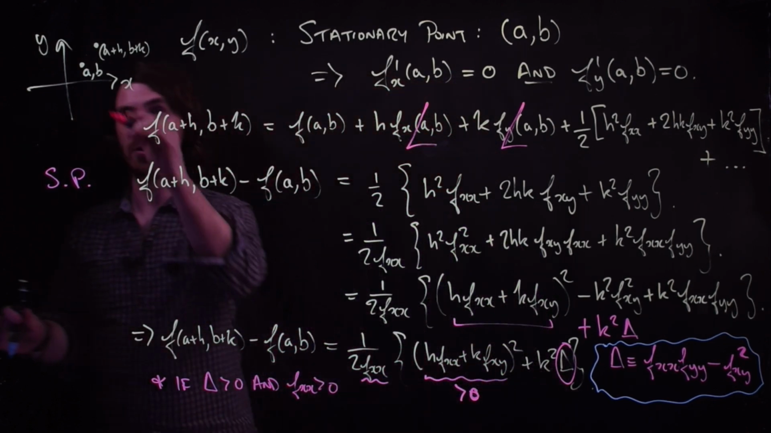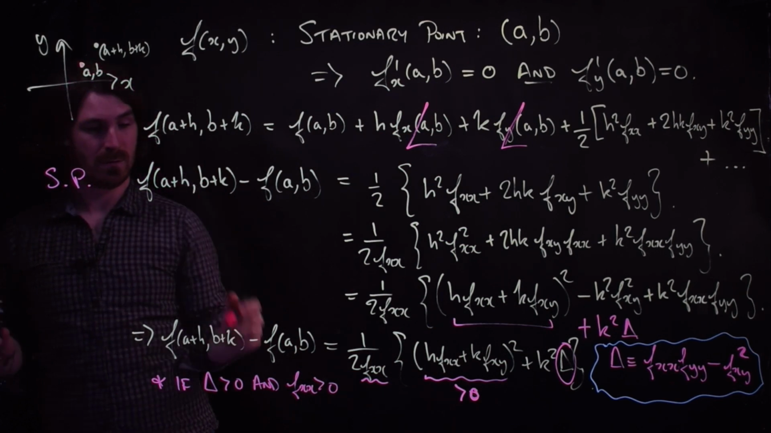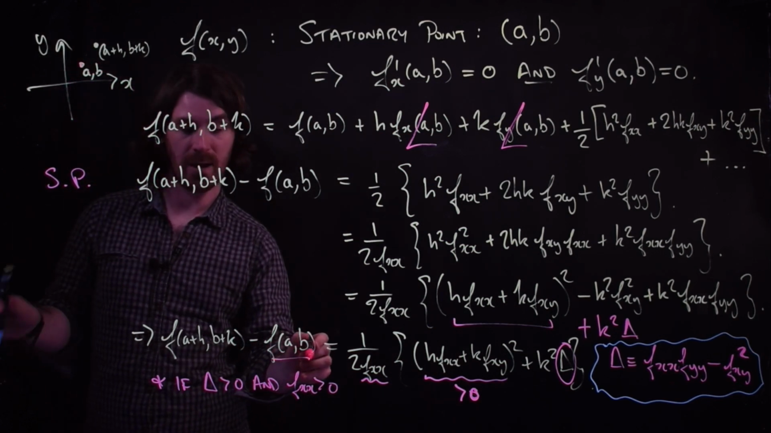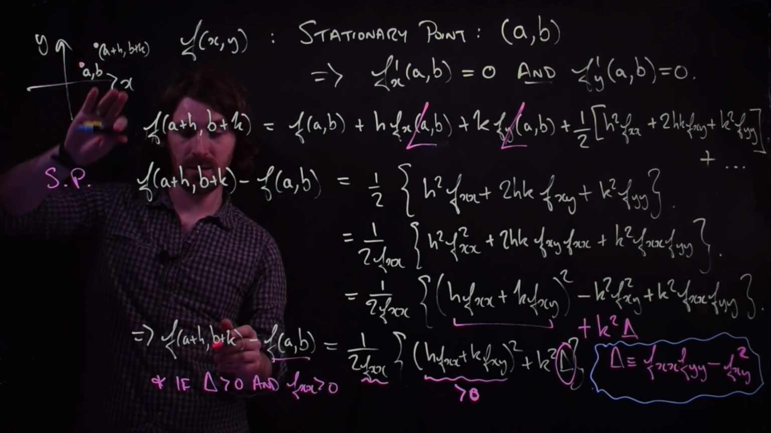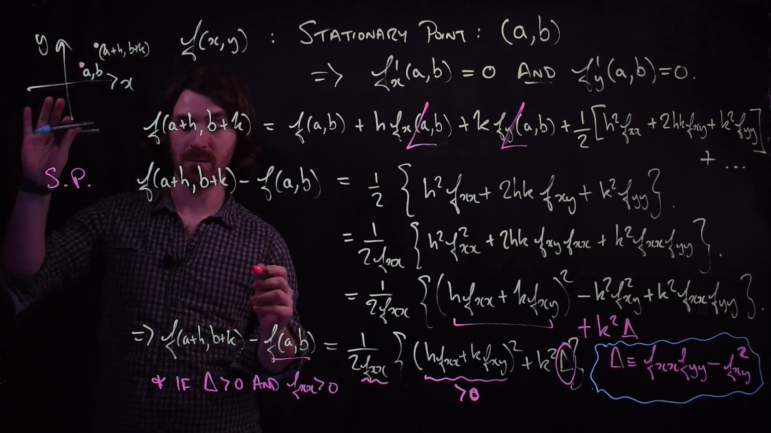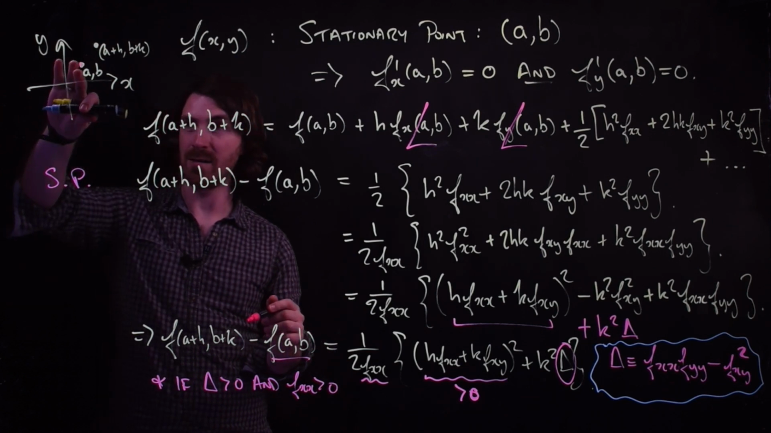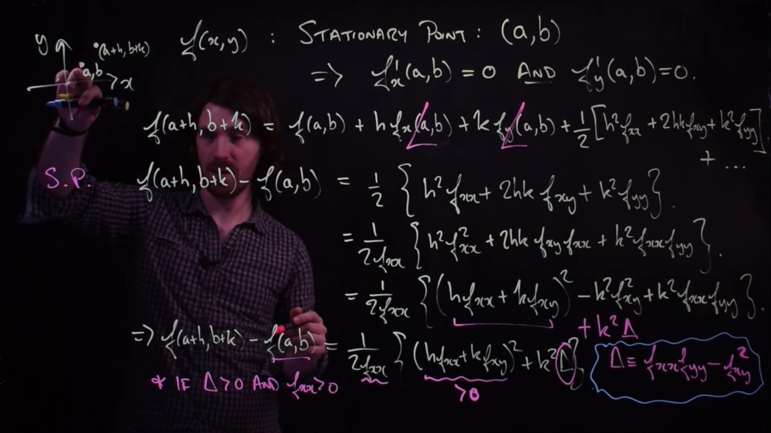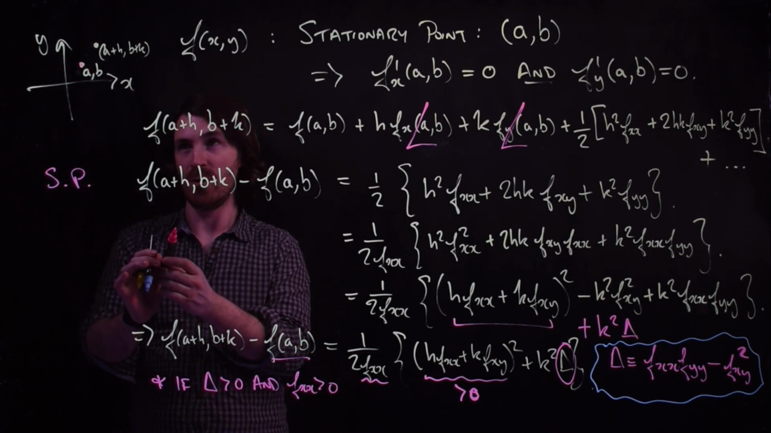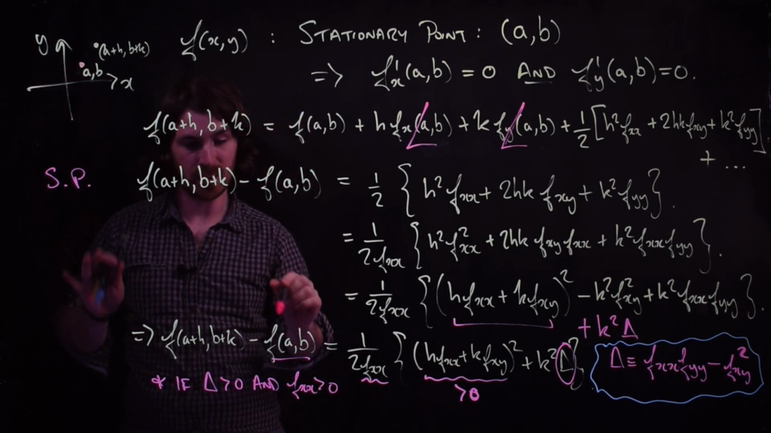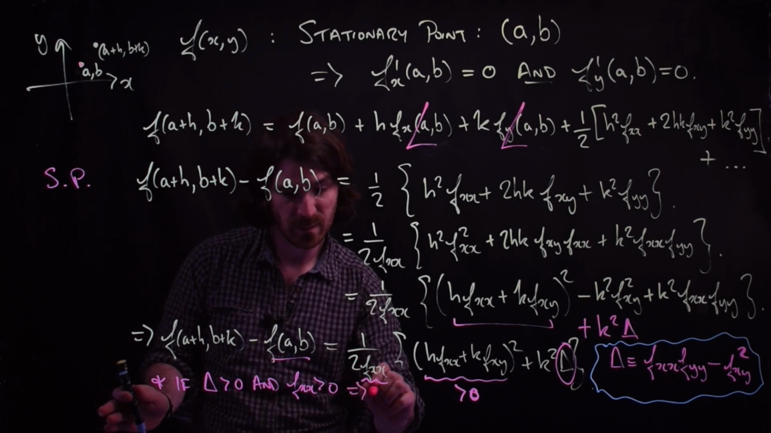Okay, so if we start out here at f(a,b) and we move to (a plus h, b plus k), then our function increases. So what does that tell us about this stationary point? If we're at this point and we move in any direction, the function increases. It means we're at a minimum. So this means we're at a minimum.